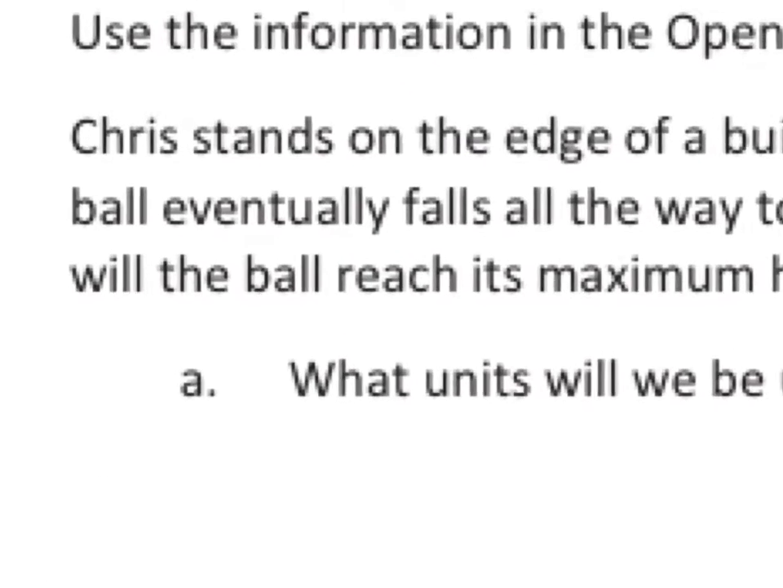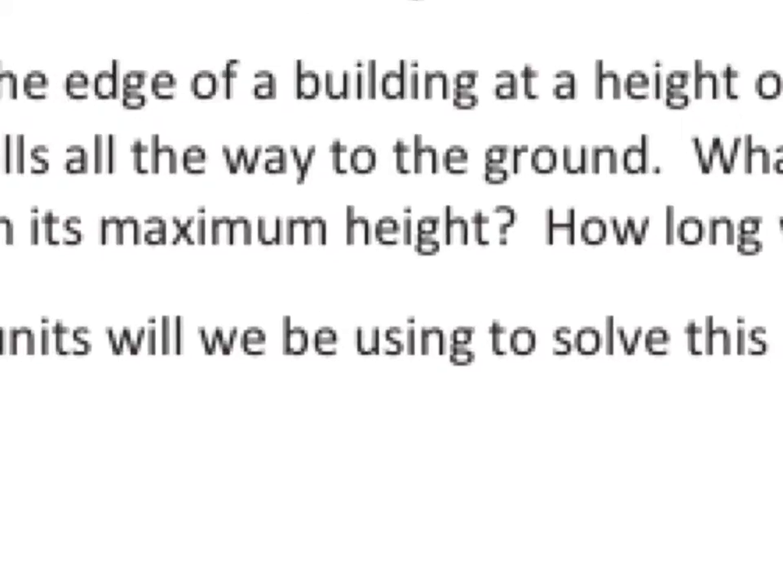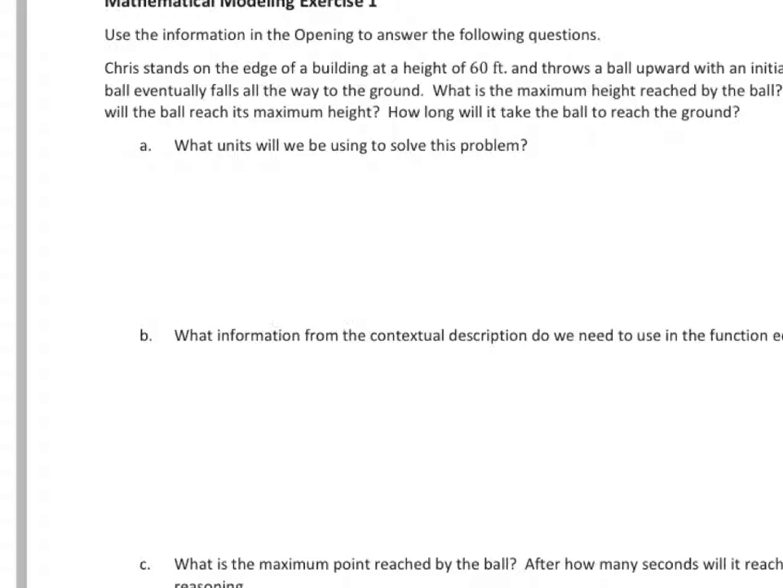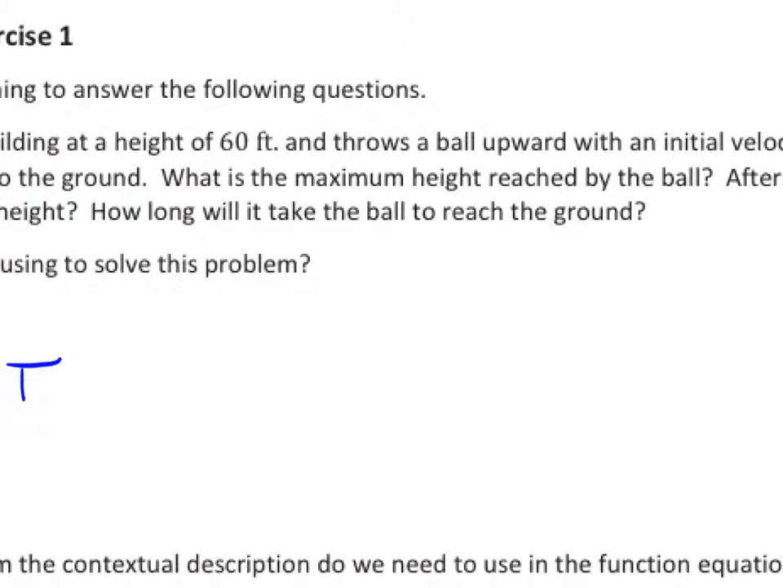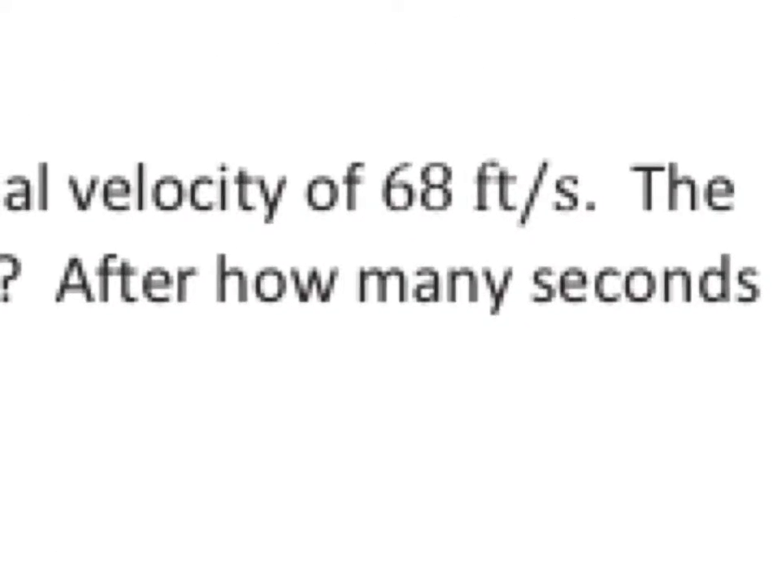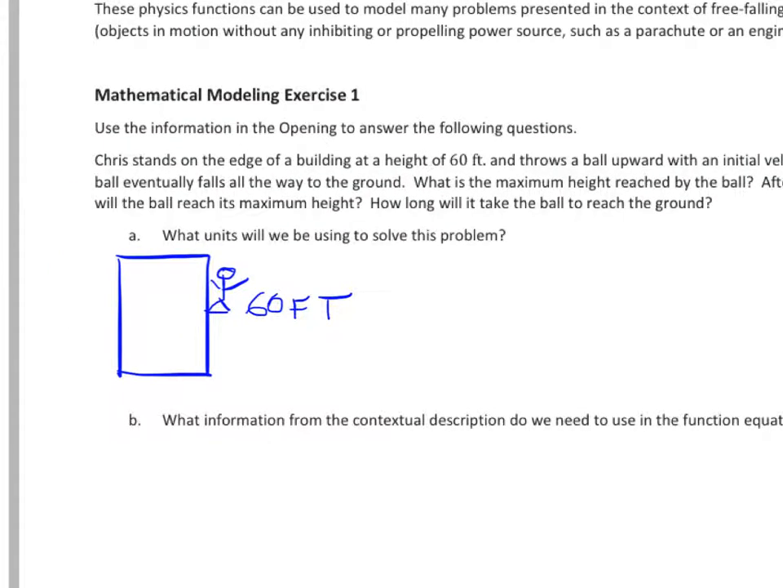In this problem, Chris stands on the edge of a building at a height of 60 feet. Don't even finish reading the rest of the problem. Use what you've just been given to draw something that makes sense. He's on the edge of a building, so here he is. And that spot is 60 feet up in the air. That's what we know so far. And he throws a ball upward with an initial velocity of 68 feet per second. So here's what he's doing. He's throwing a ball, goes up in the air, and it's going to come back down. Follows the same shape as a quadratic function.